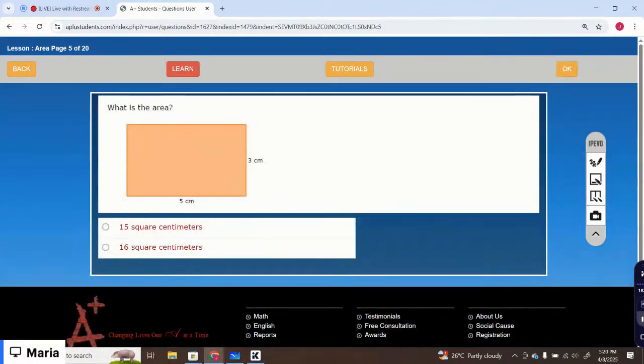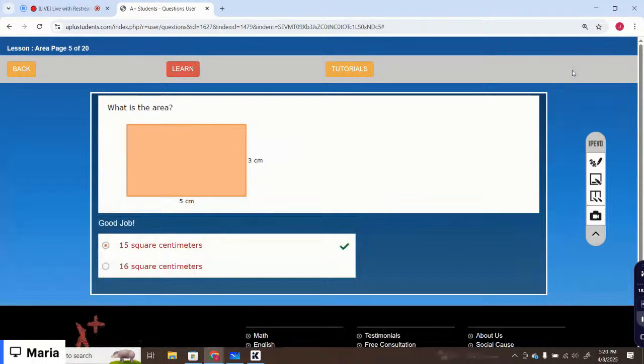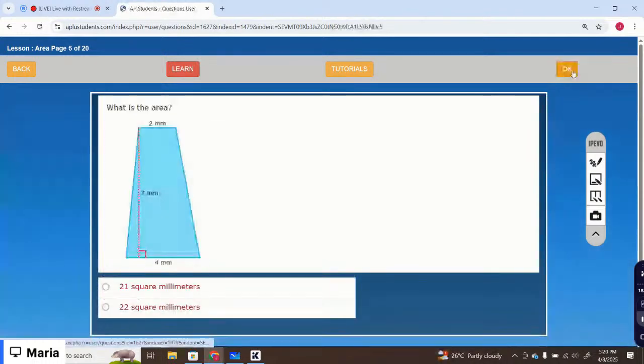Okay, what is the area? That is a rectangle. So the area of the rectangle is length times width. So that is 3 times 5. The correct option is 15 square centimeters. Option number 1 is the correct option. Okay, what is the area?